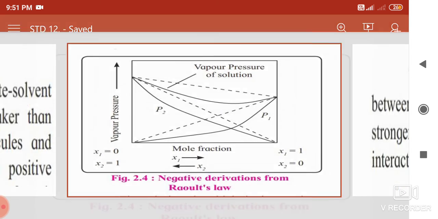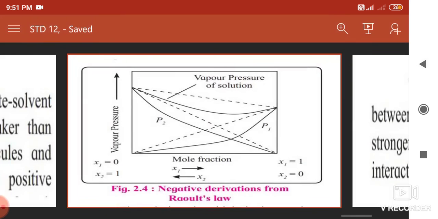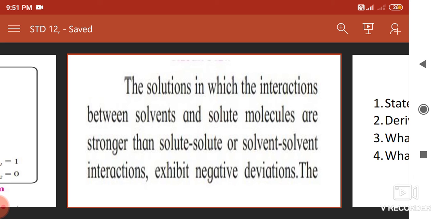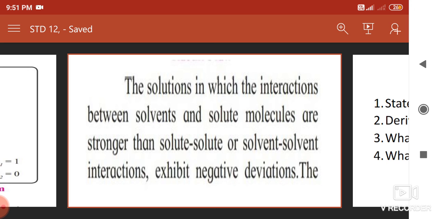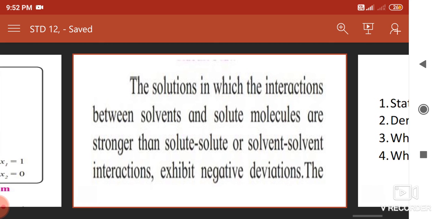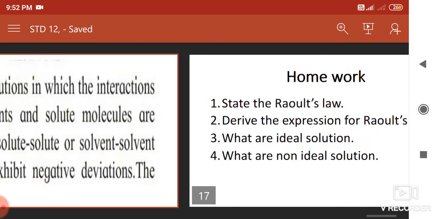Now let us see the second, the negative deviation from Raoult's law. If we see graph 1, the solutions in which the interactions between solvent and solute molecules are stronger than solute-solute and solvent-solvent molecule interactions exhibit negative deviation. So in solutions where the interaction between solvent and solute molecules is stronger, we get the negative deviation.